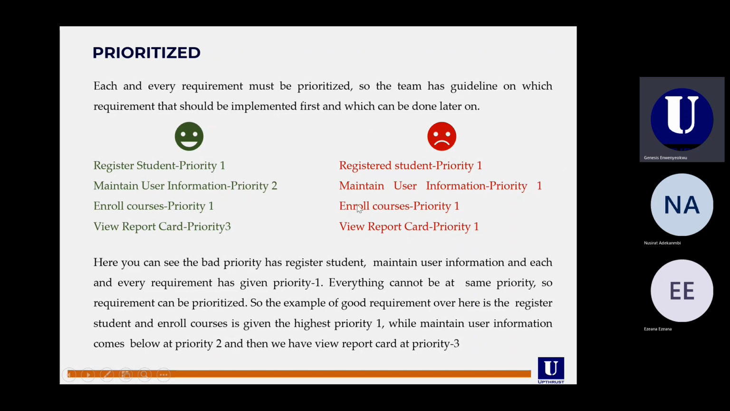In all of this, you see that the team will be confused in delivering on this project because you're giving them everything with the same priority. But here we have registered student priority of 1, maintain user information having a priority of 2, enrolling of courses having priority of 1, viewing report card having priority of 3. So if you are not able to assign appropriate prioritization or priority to a particular requirement, it will be difficult for the team to deliver value on implementation, right?